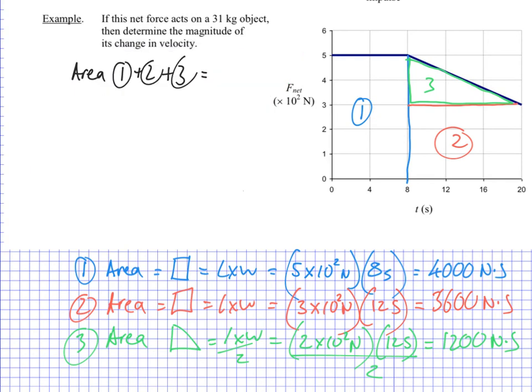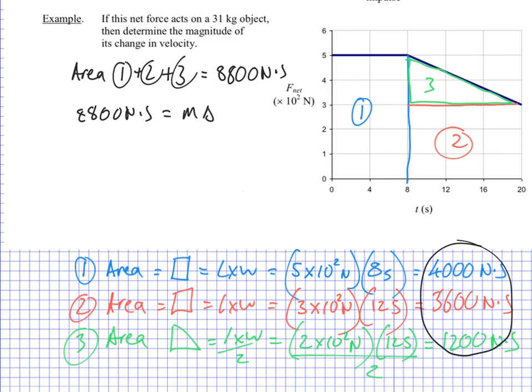Okay, now I'm just going to add them together. Area 1 plus 2 plus 3, add these together, I get a total impulse of 8,800 Newton seconds. Now I'm asked to find the change in velocity. So this impulse here, this 8,800 Newton seconds is my impulse, which recall is equal to a mass times a change in velocity.